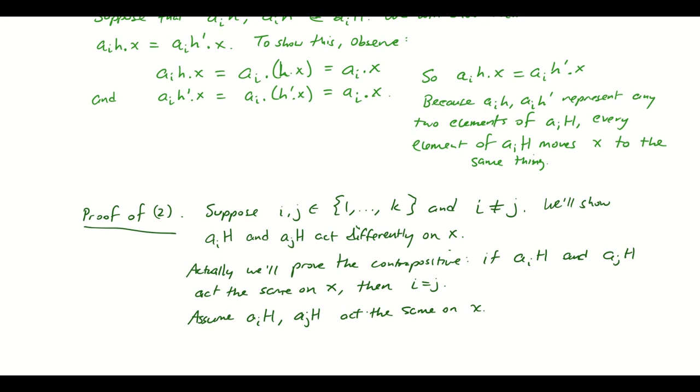So rather than deal with just an arbitrary element of a_i h and a_j h, I'm going to use the most obvious one. We know a_i belongs to a_i h and a_j belongs to a_j h. That's because I can write a_i as a_i times the identity. The identity is an element of h. a_j is equal to a_j times the identity. Identity is an element of h. So those belong to their respective cosets. And by our assumption, since we're assuming these cosets act the same on x, a_i dot x equals a_j dot x.